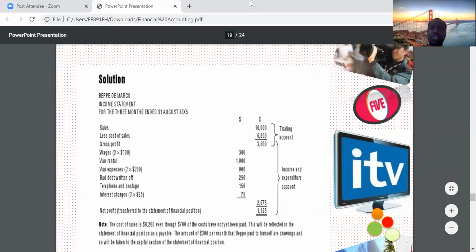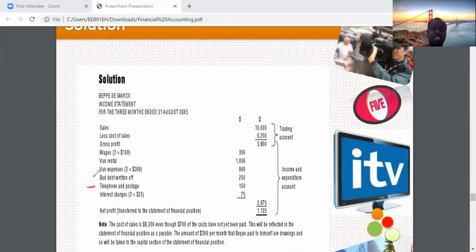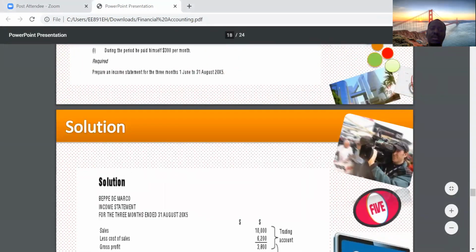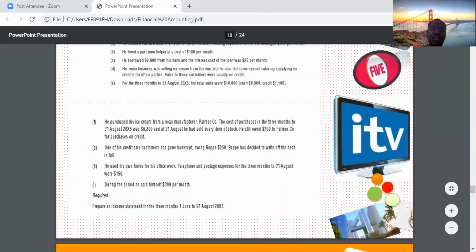$250 and $150. I hope you can see it. See, that's right here: bad debt written off, telephone. So $250 and $150. Nice. So someone might ask, did we use all the information? No, we didn't use all the information for the income statement. There's something we ignored.